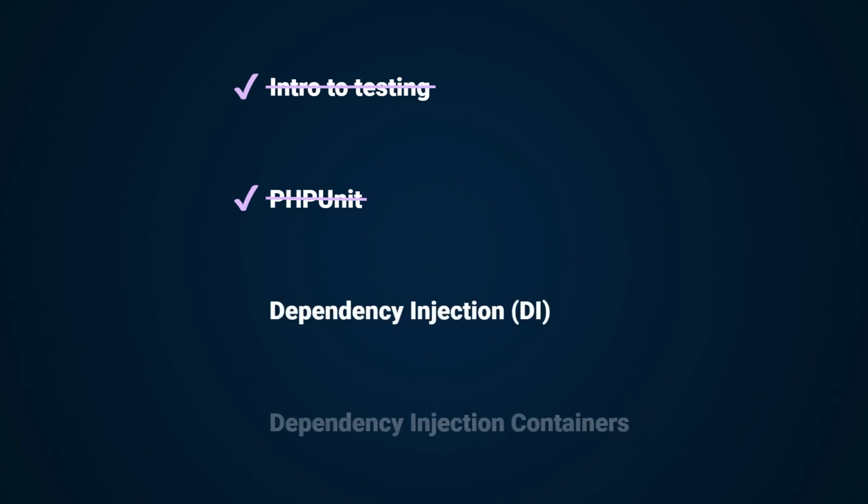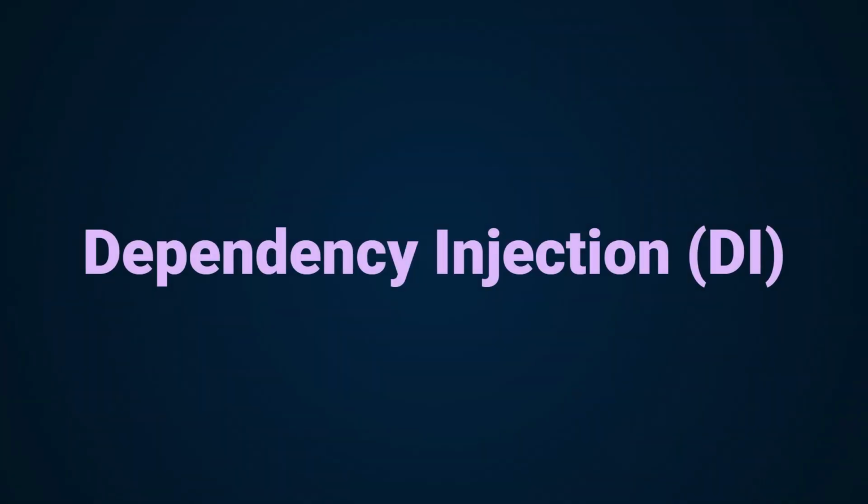In the last couple of videos, we covered basics of testing, PHPUnit, and wrote some unit tests. We also did a bit of refactoring where we used dependency injection instead of hard-coded dependencies to make testing easier. In this video and the next couple of videos, we're going to cover dependency injection in more detail along with dependency injection containers, autowiring, and reflection API. So what is dependency injection?